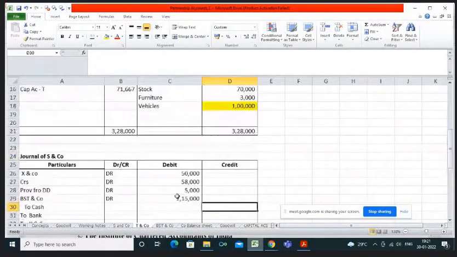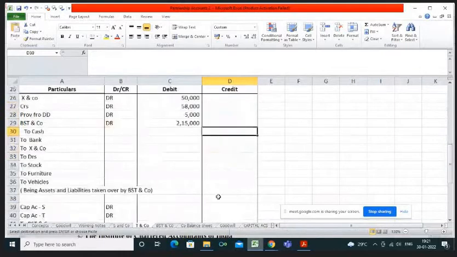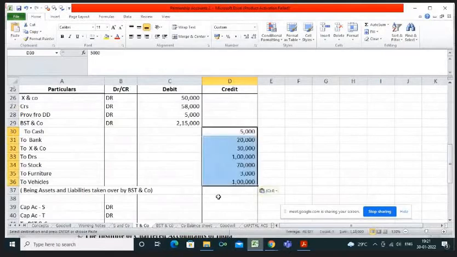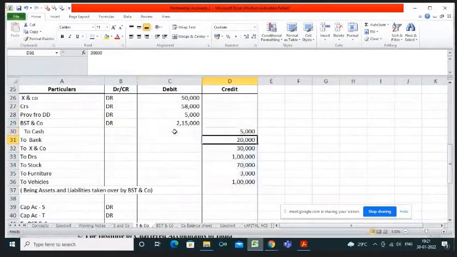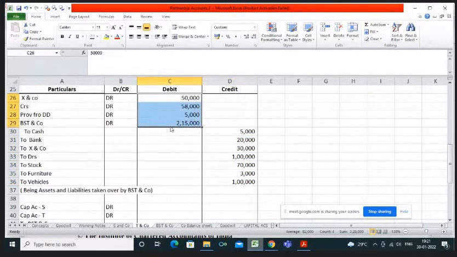So simply to save time, since we are working in Excel, I can copy all the assets, because all the assets are taken over by the new firm, and paste them here. So cash becomes 5,000, bank 20,000, X and Co 30,000, debtors 1 lakh, stock 70,000, furniture 3,000, vehicles 1 lakh. So the total is 3,28,000 and 3,28,000. So this journal entry is over.